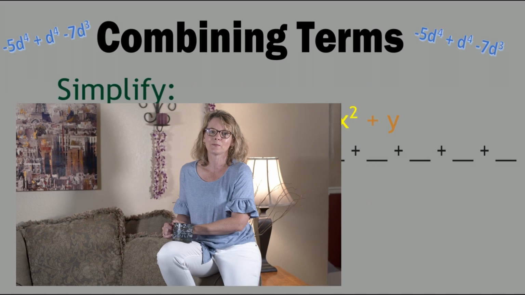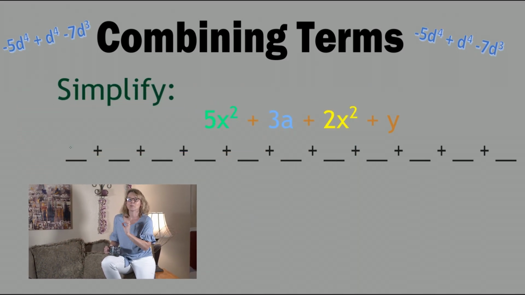Let's start off with an example, and then we'll go over the rules for adding terms. Remember that terms are groups of letters and numbers separated by plus and minus. Here it is. Simplify 5x squared plus 3a plus 2x squared plus y. First of all, we need to recognize that we are being asked to simplify this. We can't answer with a final number because we don't know what all the letters are and we can't solve for them. The word simplify tells us to just make this prettier.